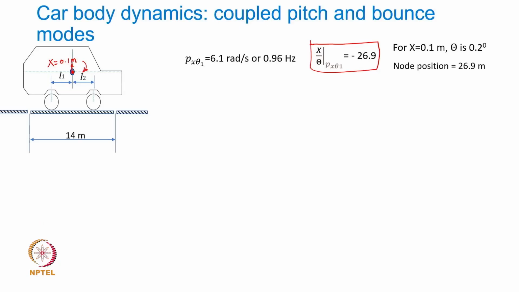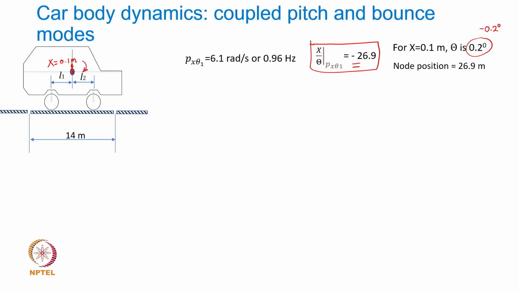What does that mean? That if I move it by 0.1 unit, the pitch is going to be 0.2 degrees, but more correctly, this has to be minus 0.2 degrees if x is pushed upward by plus 0.1, because this ratio is minus 26.9.